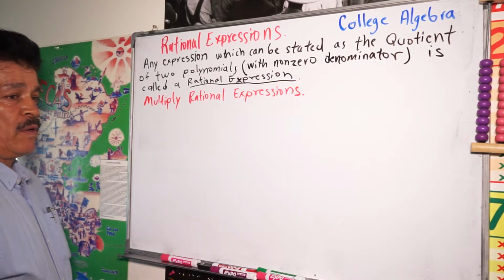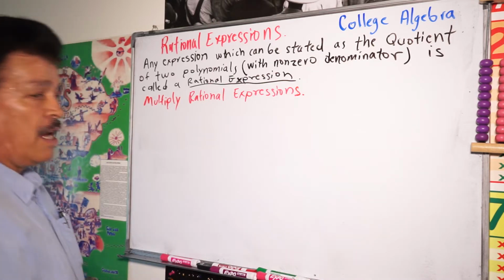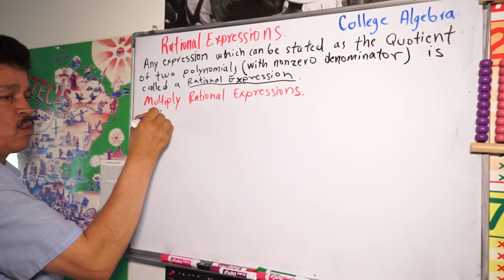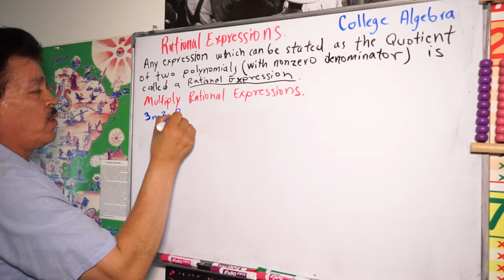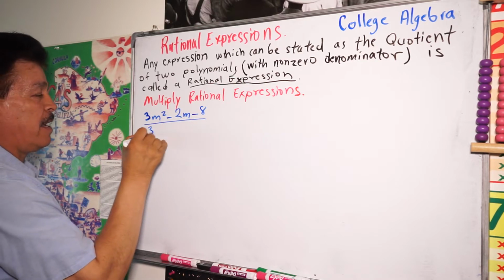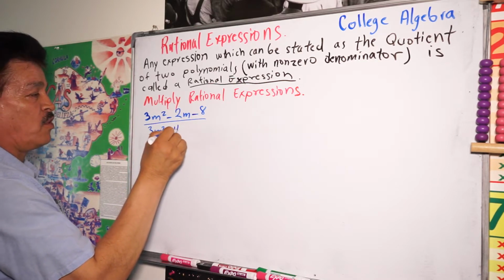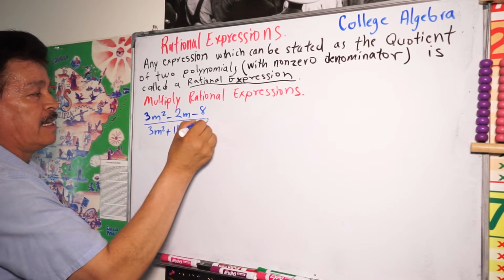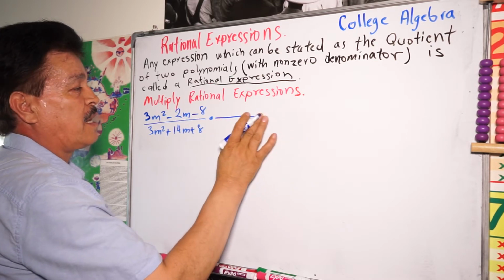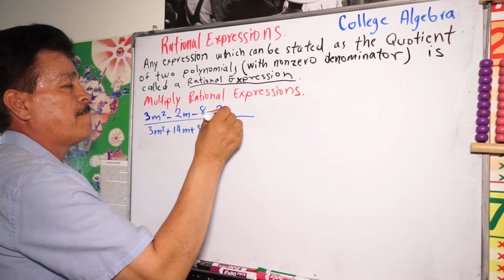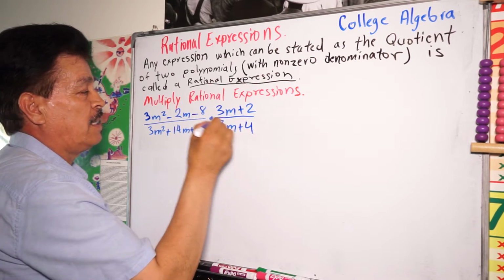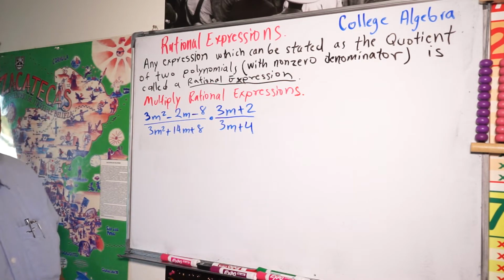Okay, we have one example here. I'm going to give you one problem like 3m squared minus 2m minus 8 over 3m squared plus 14m plus 8, times, look at this, times 3m plus 2 over 3m plus 4. This is a multiplication of rational expressions.